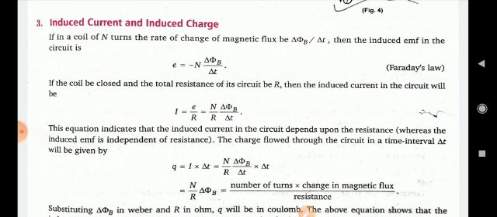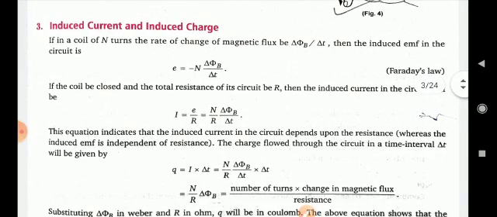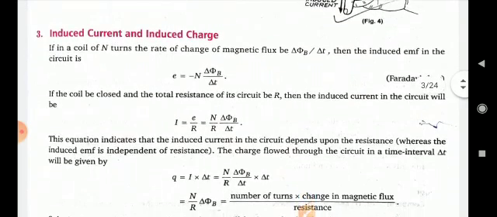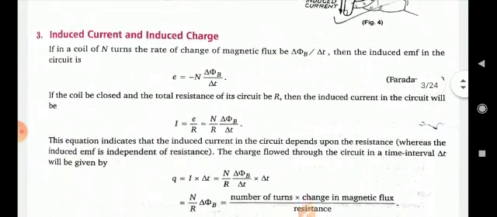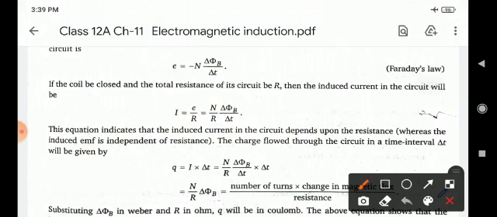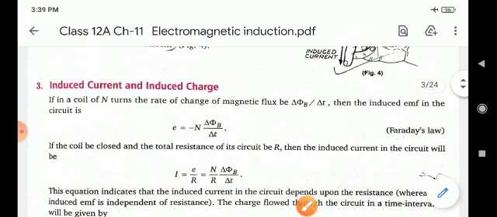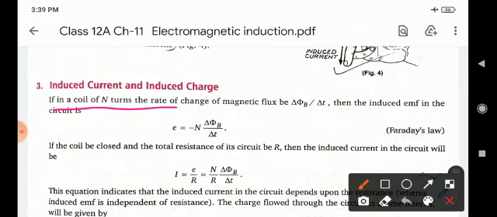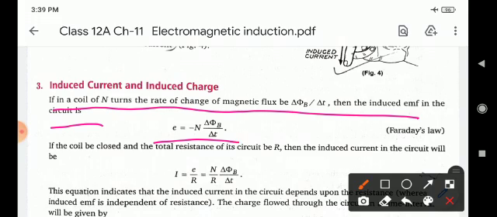So children, this derivation is of induced current and induced charge. We know that for a coil of n turns, if the rate of change of magnetic flux is delta phi B upon delta t, then the induced EMF in the circuit is equal to minus n delta phi B upon delta t.